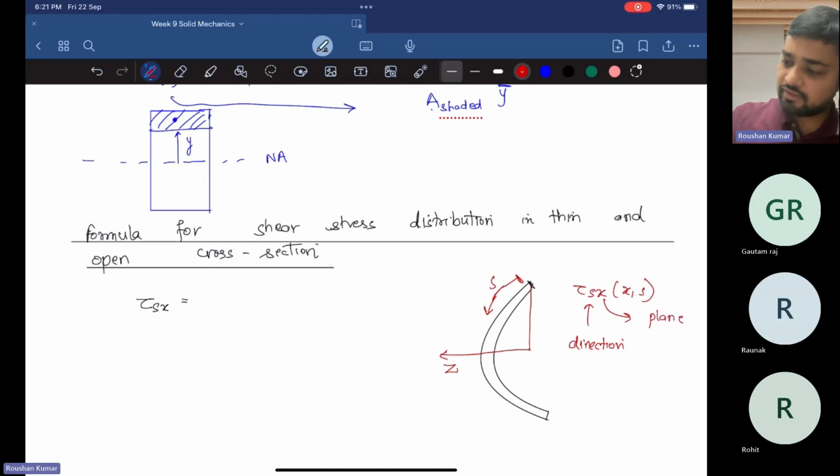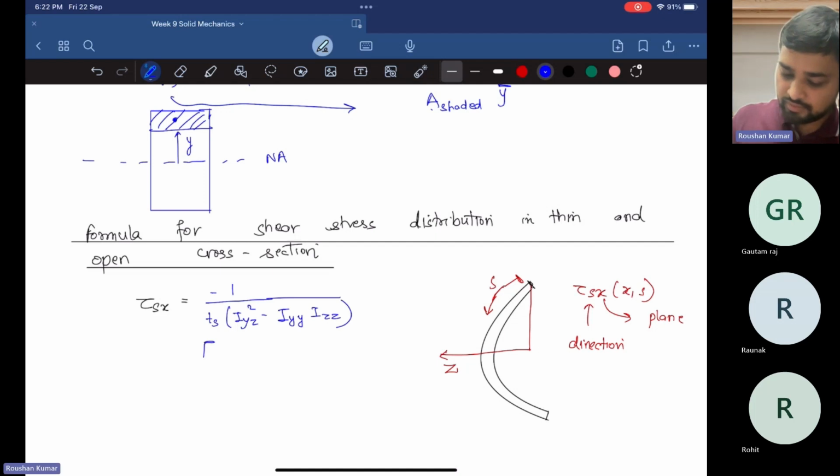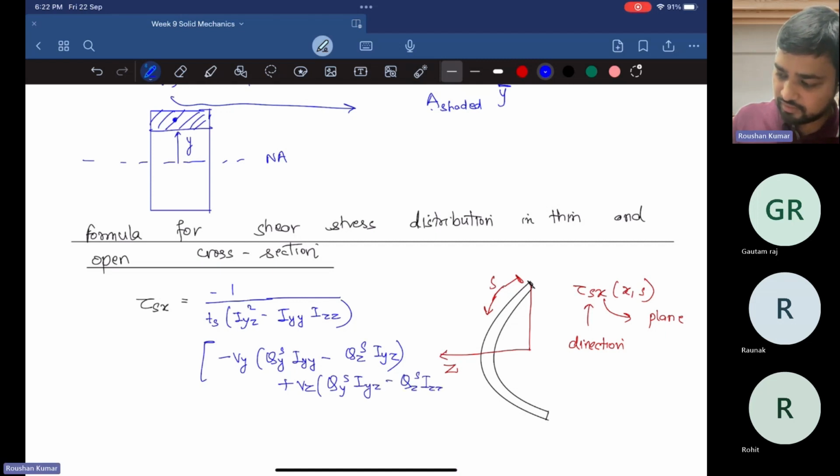Here the tau xx formula is given by this equation: minus 1 by Ts, where t is the thickness of the cross section, times Iyz squared minus Iyy Izz, times minus Vy Qys Iyy minus Qzs Iyz plus Vz Qys Izz minus Qzs Izz. So this is the formula for shear stress distribution.